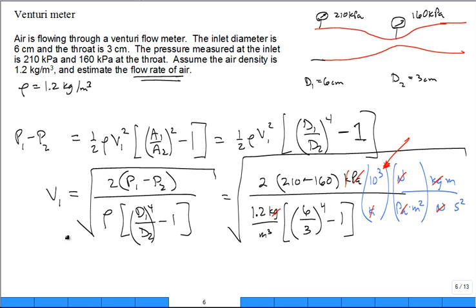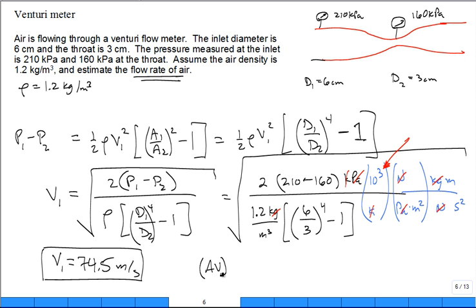And so if we run this number, I think we get 74.5 meters per second. And then if we did the volumetric flow rate, I think it comes in right at 3.51 liters per second after some conversion. And if you wanted the mass flow rate, multiply by the mass density, and I didn't do that, but you could get the mass flow rate.